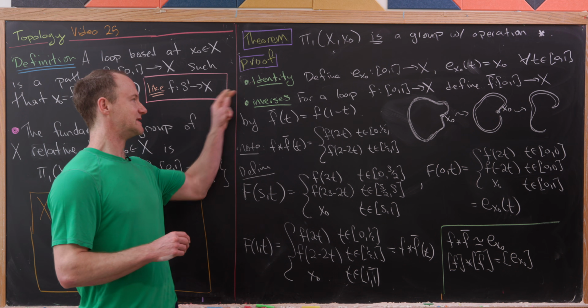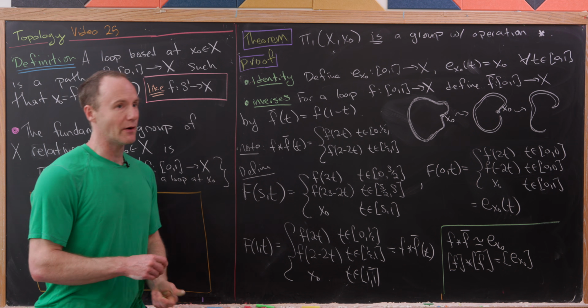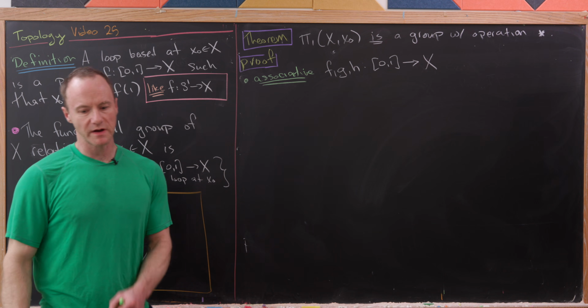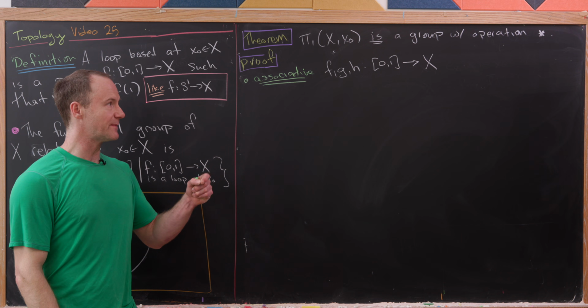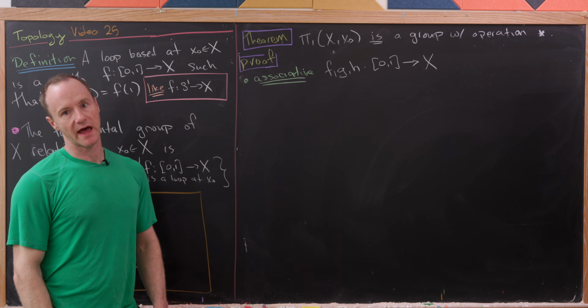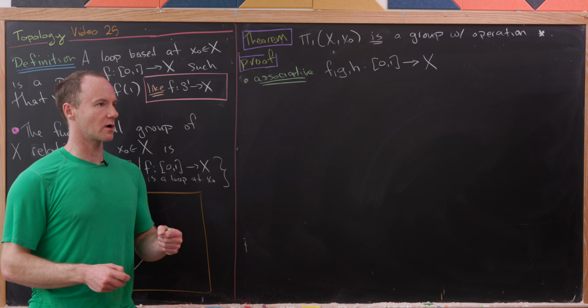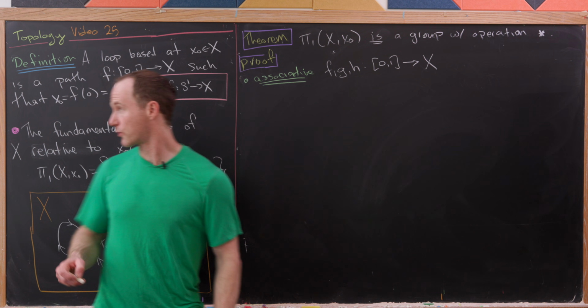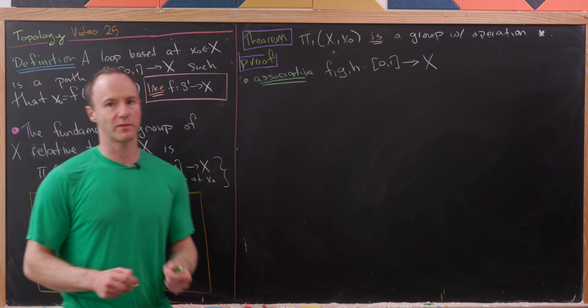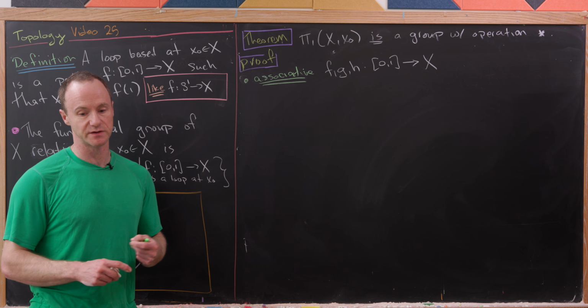Okay, so we've got identity, we've got inverses, now we need to show associativity. Okay, so for associativity, we need 3 paths on x, based at x naught. Now, I'm going to form the star product, well, I don't have it on the board anymore, but the star product with 2 different associations.